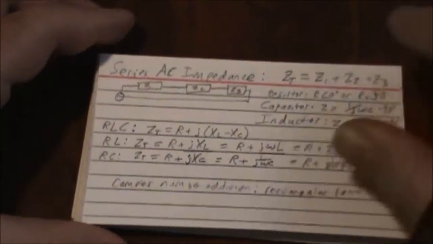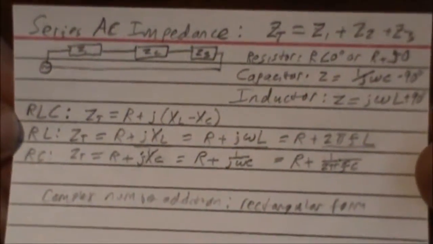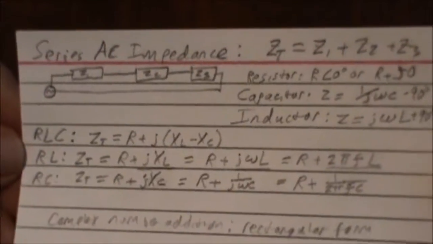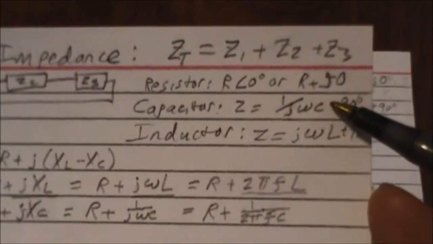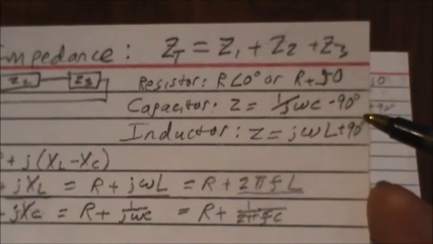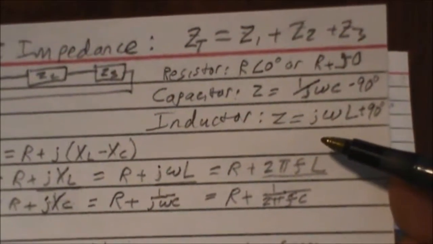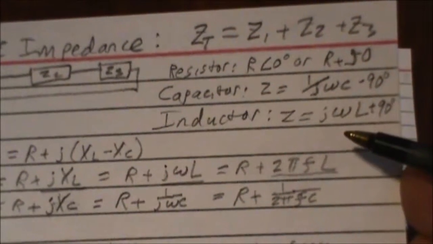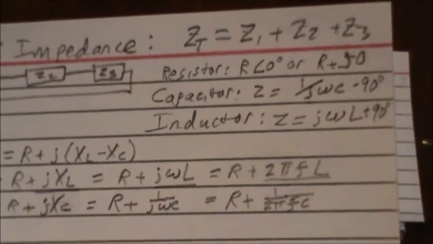So now we know resonance, impedance, and reactance. Impedance in series, you simply add. For resistors, you are at an angle of 0, or R plus j0. A capacitor is 1 over j omega C, at an angle of negative 90. The impedance of an inductor is just j omega L, at plus 90 degrees.